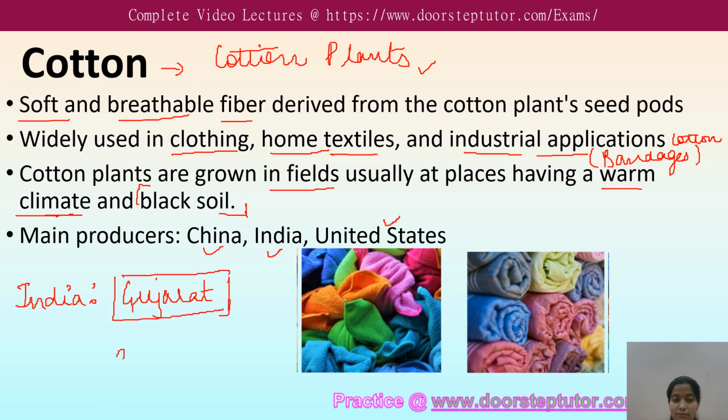This is where you get the most amount of cotton we produce. Gujarat and nearby places like Ahmedabad, where it is grown most of the time. Now these you see are cotton towels, and these you see are cotton clothes.